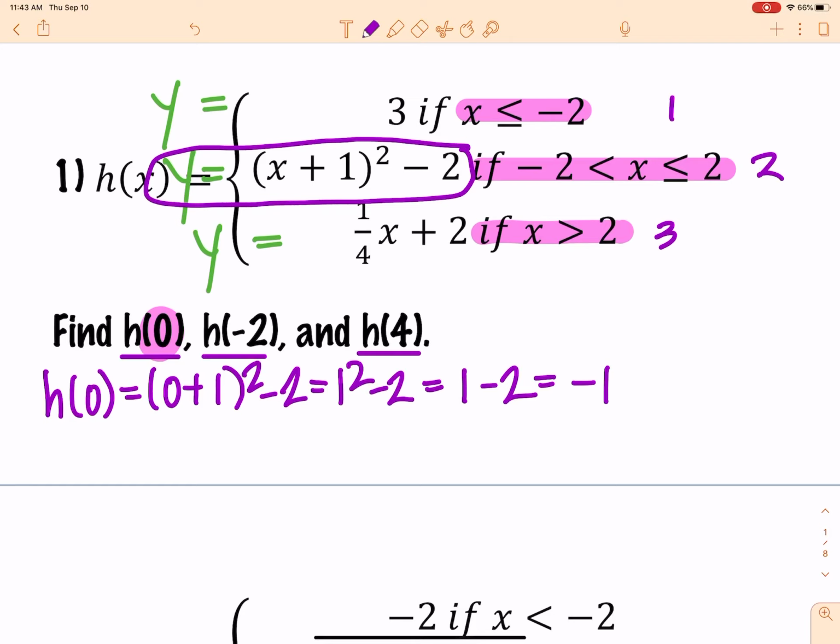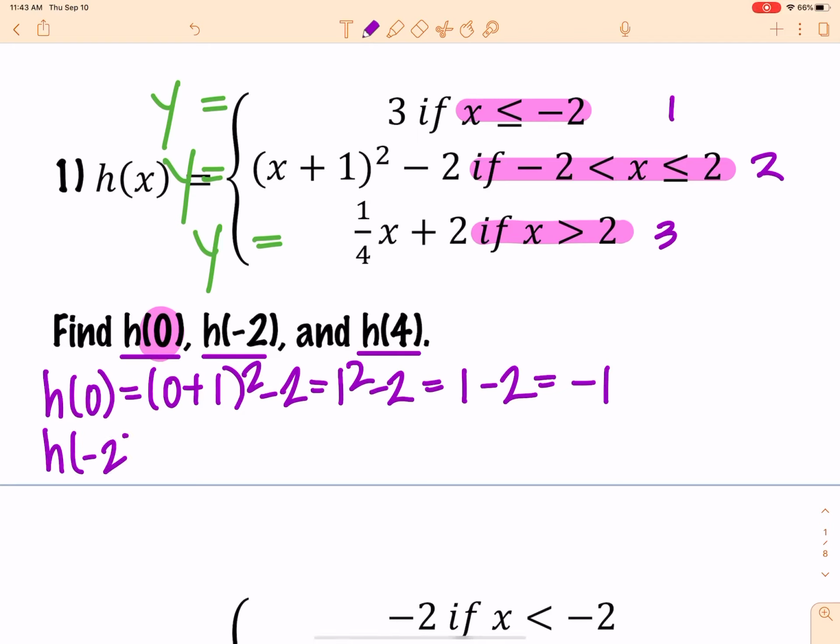All right. Now we move on to the next one, h of -2. Again, where does -2 fit in your domains? -2 fits in the first one because -2 is less than or equal to -2. So then you plug it into that equation. That equation is just y equals 3, so there's nothing to actually plug it into. Any number that's less than or equal to -2, you're just going to write 3. So nothing to solve there, just 3.